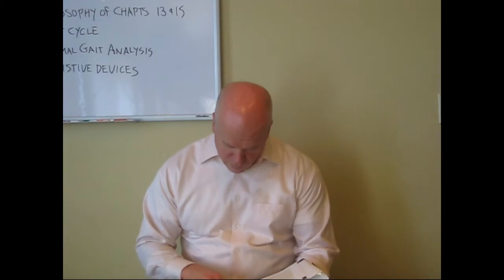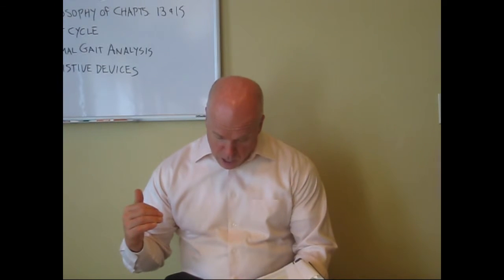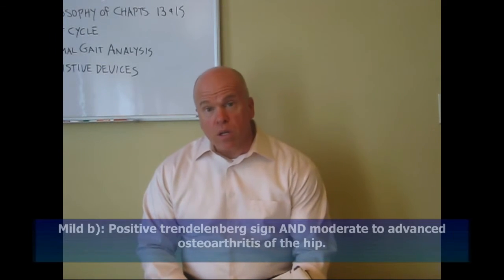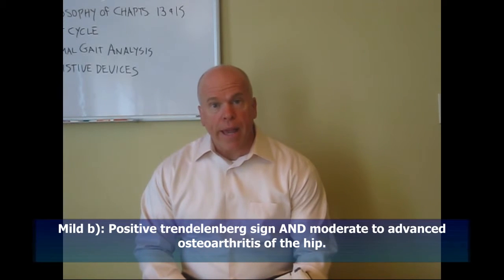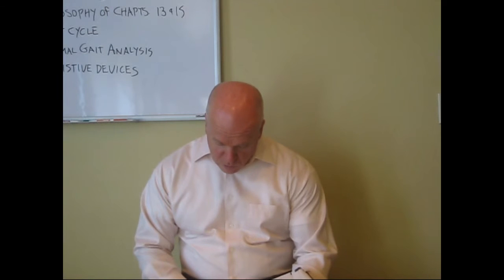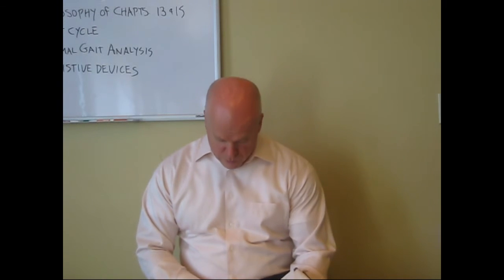Okay? Now the next of the mild impairments, slightly more impairing and providing now for 10% whole person impairment, is an examinee who has a positive Trendelenburg sign, which we typically associate with an injury to the hip or an injury to the peripheral nerves, and moderate to advanced osteoarthritis of the hip, again requiring positive radiographic objective findings.